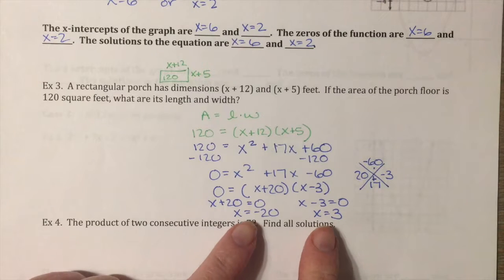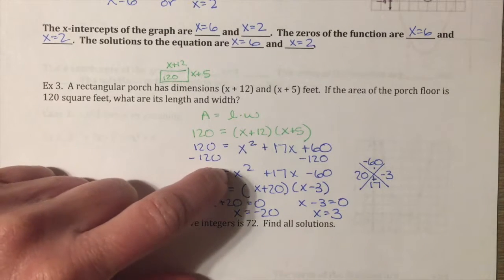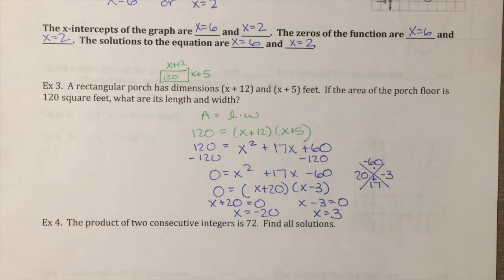So we need to pause here and take a look at our two answers. Negative 20 and 3 are the solutions to this equation. They are the x-intercepts of that parabola. They are the solutions to the equation. They are the zeros of the function.